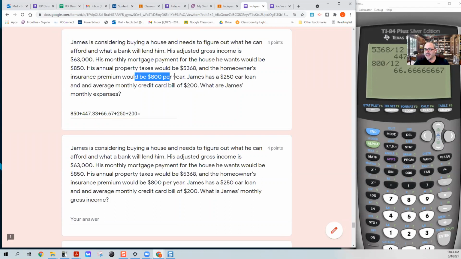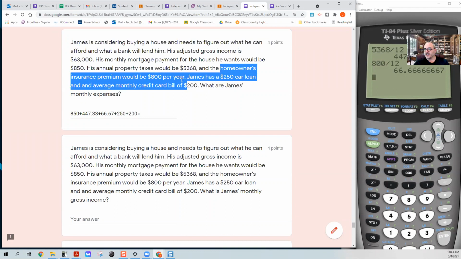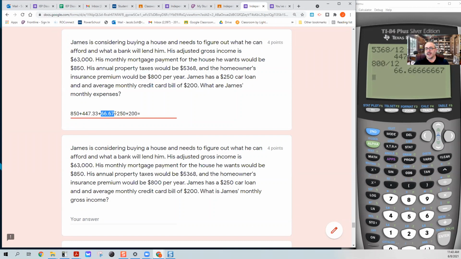Then we saw that he has $800 a year for a homeowner's insurance policy. That's part of his expenses, but it's annual, right? It's per year, so we need to divide that by 12. That's $66.67 when we round to the nearest cent. So that's what we got here. And then to that, we added the $250 for the monthly car loan, and we added the $200 of the credit card bill. I didn't finish the calculation. You'll finish that calculation on your own, but that's his monthly expenses.